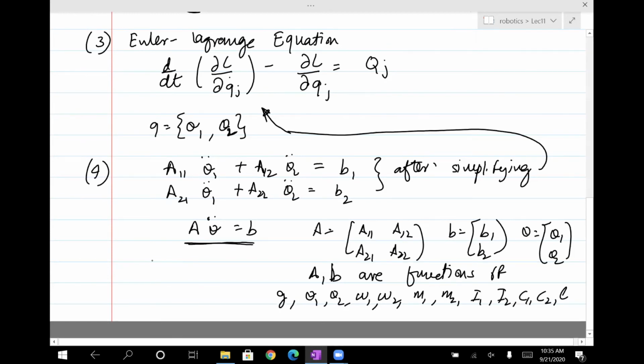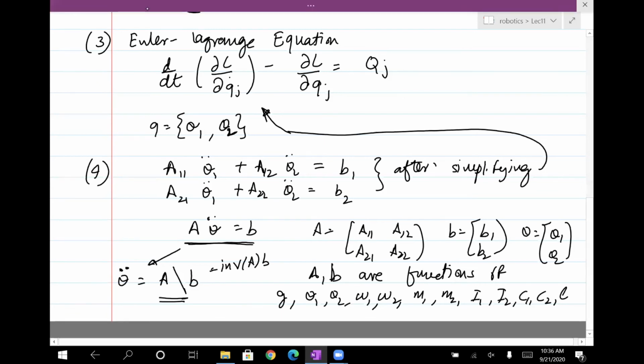Once you do that, you can find theta double dot, which is required for my integration, and that's found as A backslash b, which is the inverse. The best way to find the inverse in MATLAB is to use the backslash, which is numerically better than doing inverse A times b. This is the same as inverse A times b. Once we get theta double dot, that's basically the equations of motion.